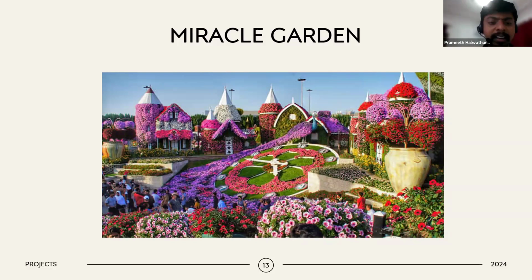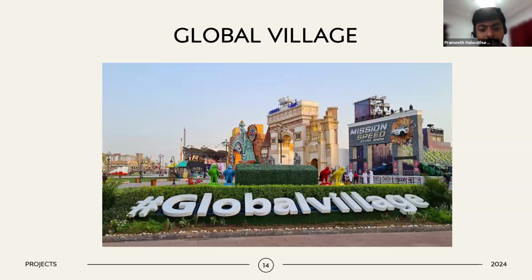You can see the Miracle Garden they created. The desert they created as a garden. Why? They want tourists attracted to Dubai. Then they created a desert to garden, the biggest garden. Without landscaping, we cannot fulfill that. We cannot fulfill their thoughts. This is Global Village.